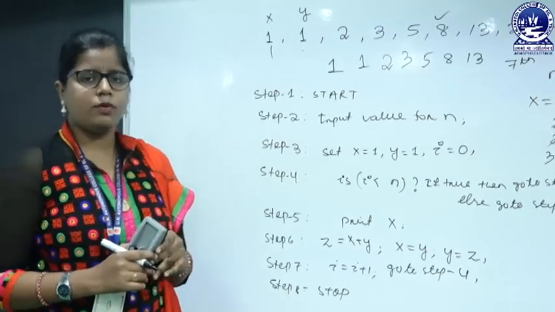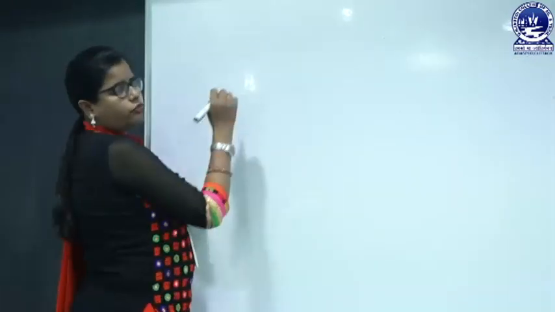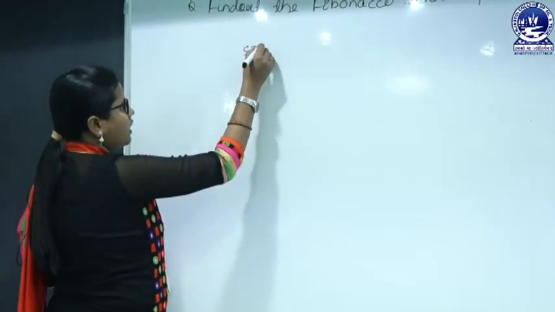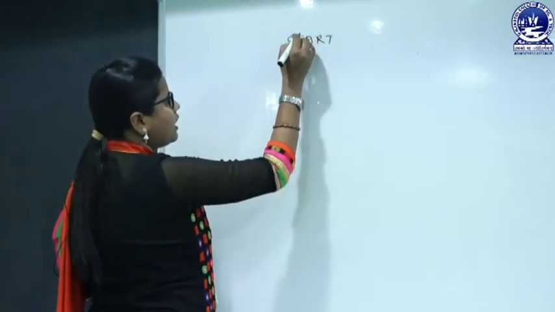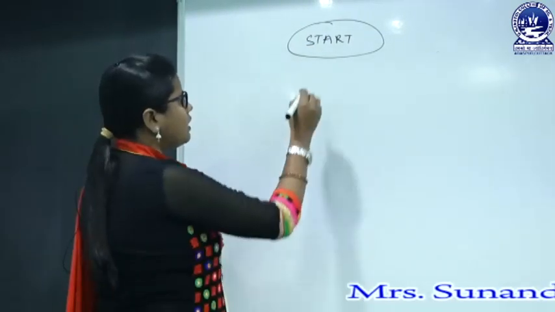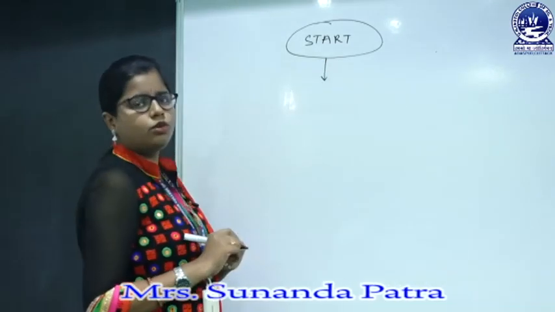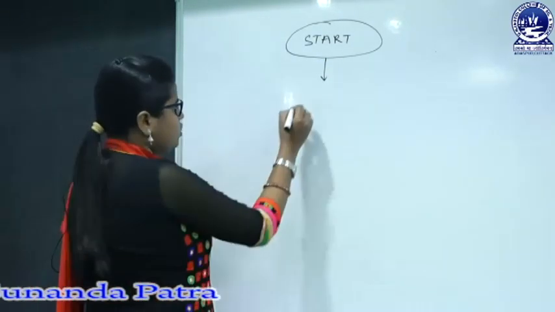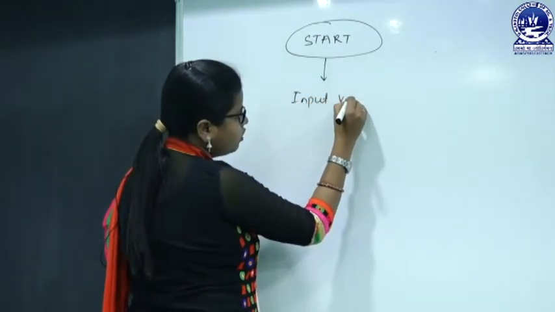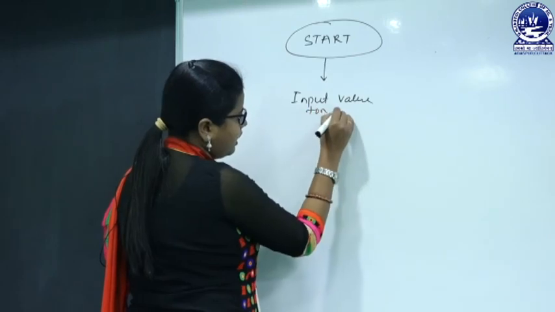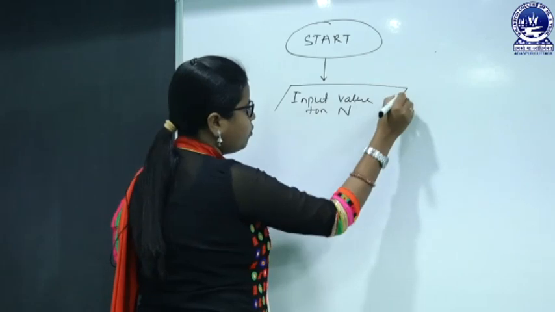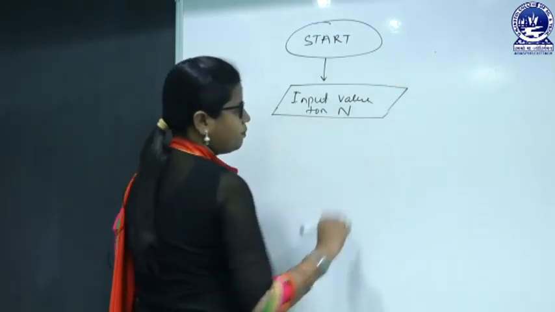So let's draw the flow chart for this algorithm. For the flow chart, we have to start, and whenever we are starting our flow chart, we need to keep that start in the oval symbol. So here we need to start. Then we have to ask the user for input for n. So here we are asking the user input value for n. So this is the input, and we need to put it into a parallelogram.